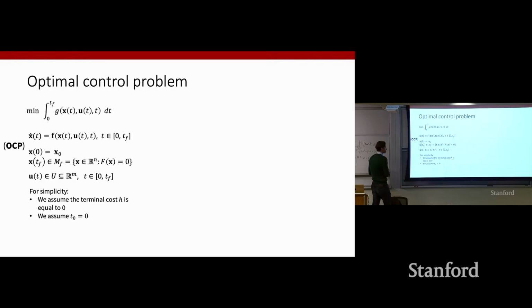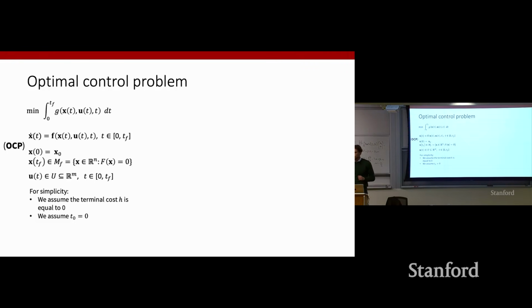Okay, so direct methods, of course, at a high level, approach and try to solve the exact same optimal control problem, where we have a cost functional which we wish to optimize. We have some dynamics. We have an initial state and a terminal state, here expressed as having to belong to some manifold M of f, defined as the zero level sets of a function f. And we might have some control constraints. So here, for simplicity, I am assuming that the terminal cost is equal to 0, but it could be trivially added. And we're also assuming that the initial time t0 is equal to 0.